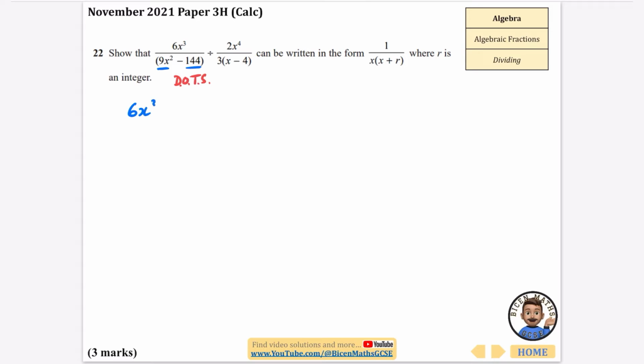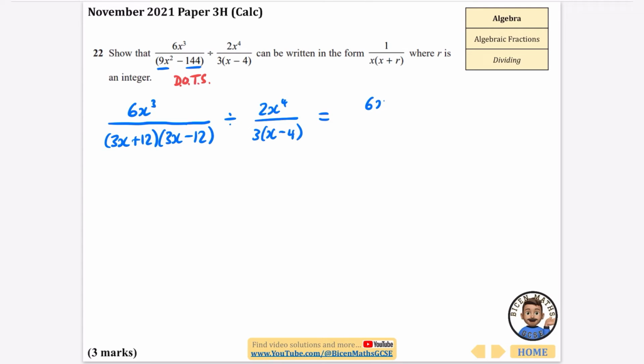We get our 6x cubed. Now, the denominator, 9x squared minus 144: the square root of 9x squared is 3x, and the square root of 144 is 12, so you get 3x plus 12, and then you get 3x minus 12. And then for the next part, we're dividing it by 2x to the power of 4 over 3 brackets x minus 4. Now let's change this from the division to a multiplication.